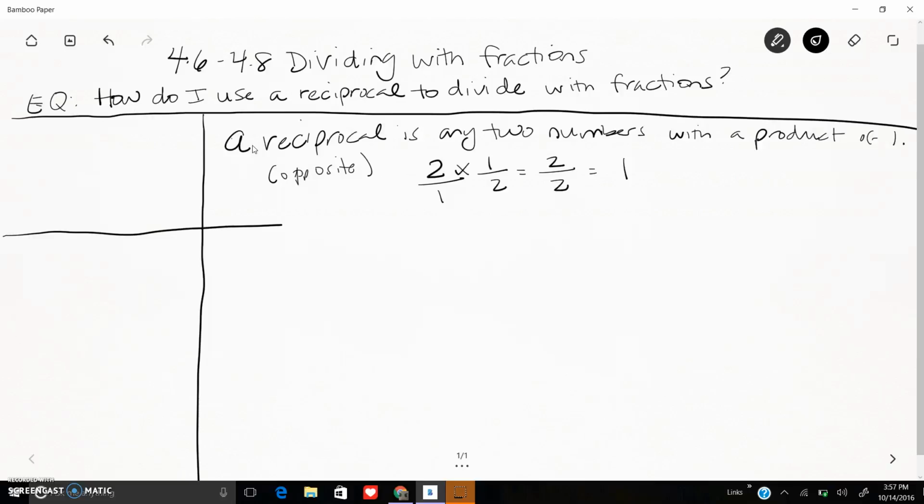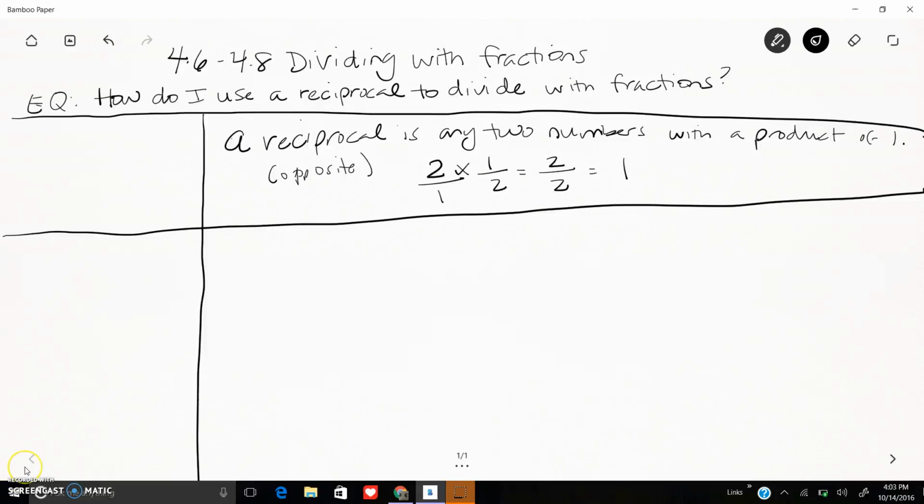All right, and then when dividing, we're going to use the reciprocal to easily divide fractions, whole numbers and mixed numbers. There is a little trick that I like to use that is basically the reciprocal, but it's easier for me to remember, and that's called keep, change, flip. You might have heard about it.